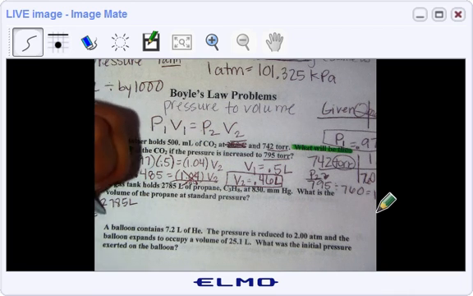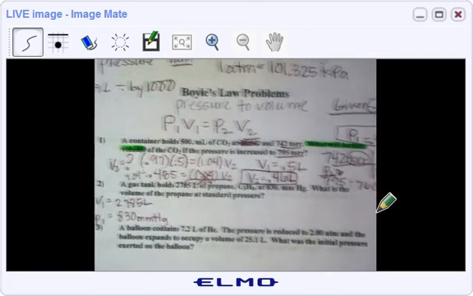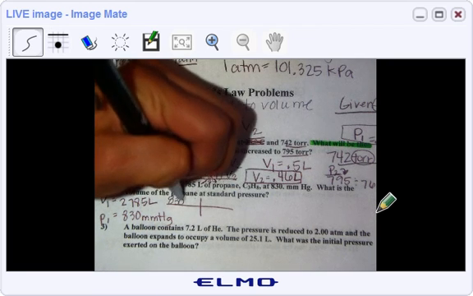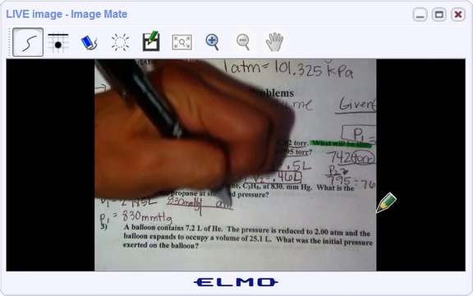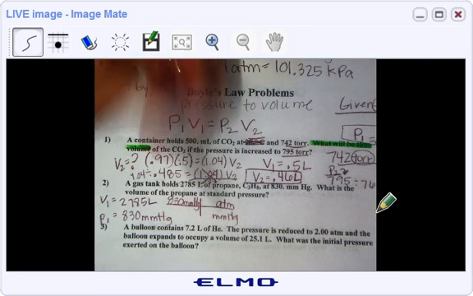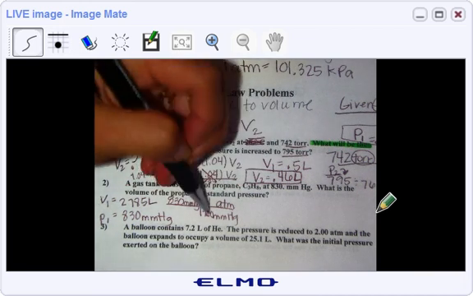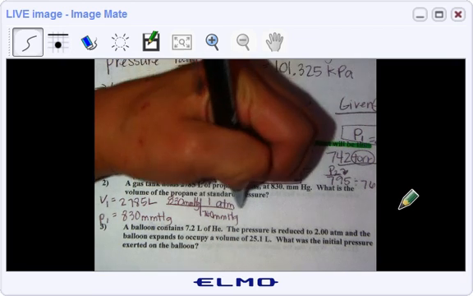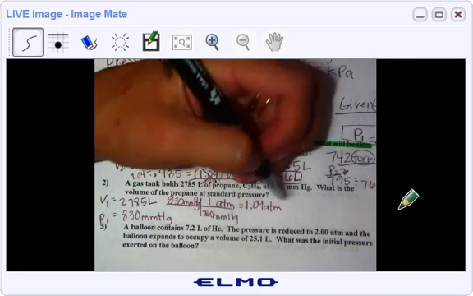Our P1 is 830 mmHg. I need to convert that though. I want ATM. The conversion for mmHg is 760. So I just do 830 divided by 760. So this is my P1.